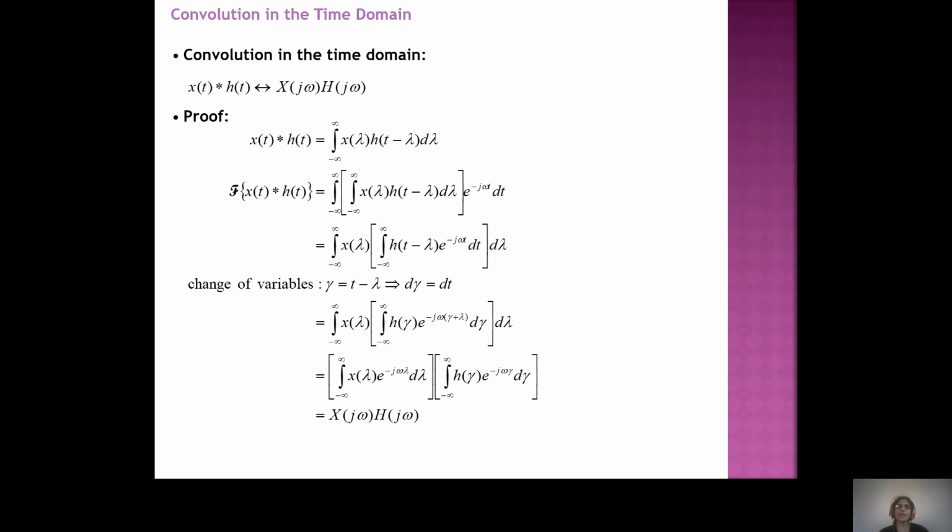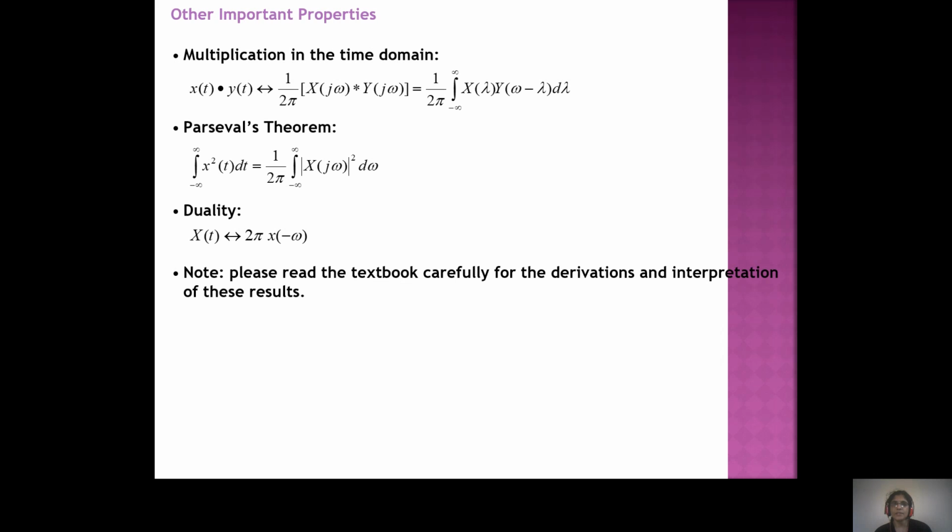So for that we get integral from minus infinity to infinity of x of lambda e power minus j omega lambda d lambda, into integral from minus infinity to infinity of h of gamma e power minus j omega gamma d gamma. So we get the value x of j omega into h of j omega. This is the convolution in the time domain.